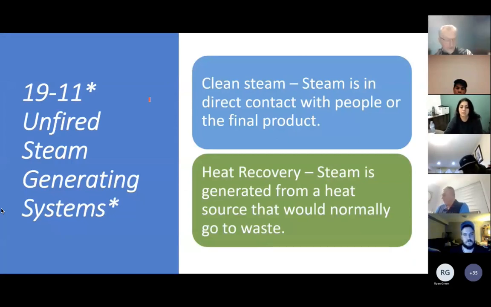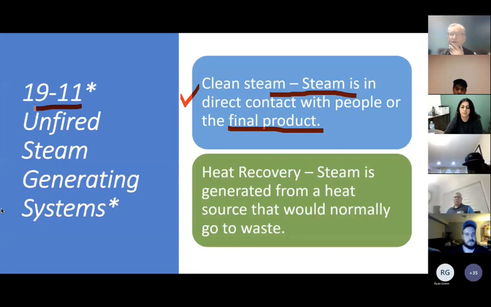Chapter 19 also talks about unfired steam generating systems, two kinds. Clean steam: if we need steam that's very clean because we're cooking food with the steam or cooking something where we don't want any contamination, we use what's called a clean steam generator. Unfired means we're using waste heat.